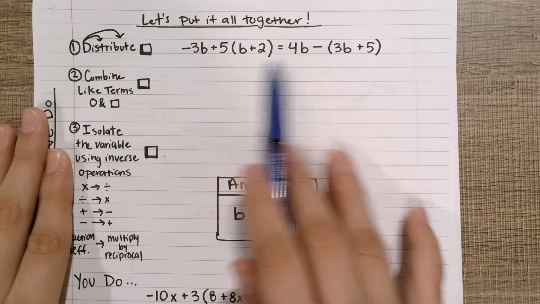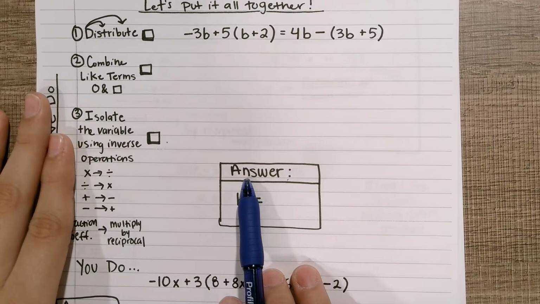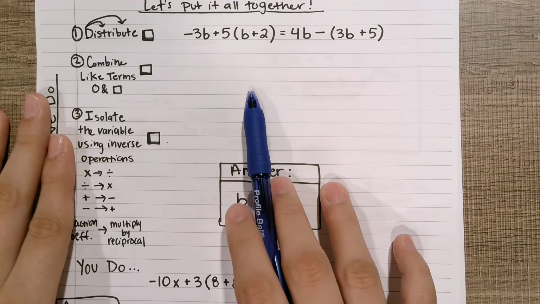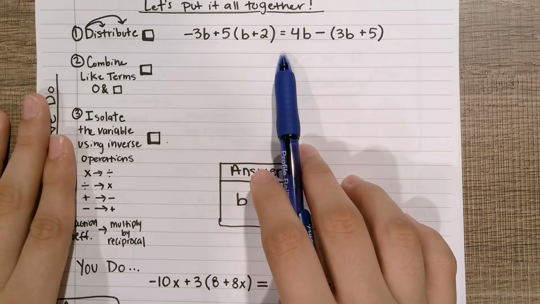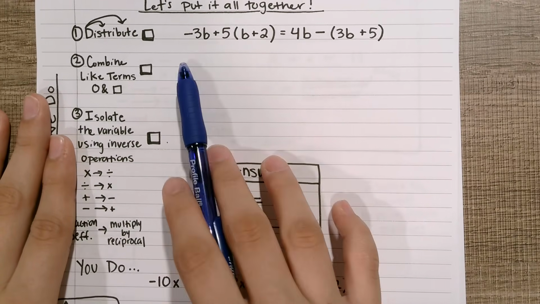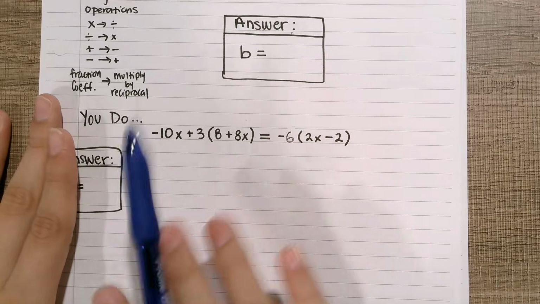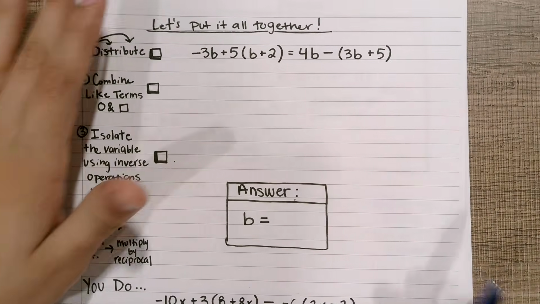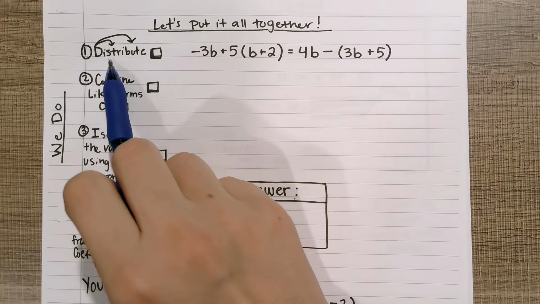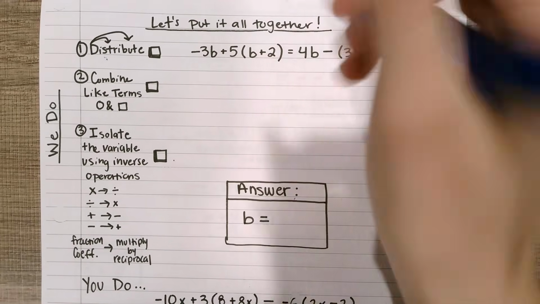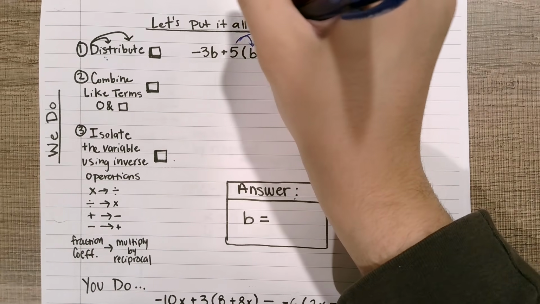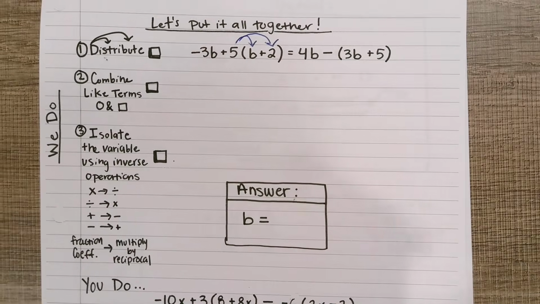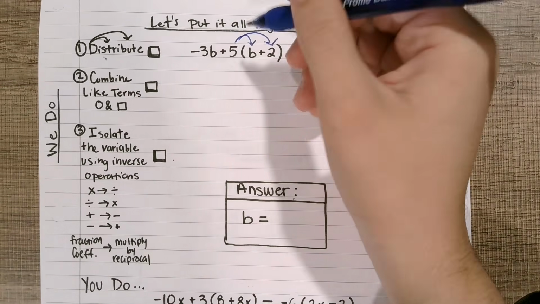So we're going to work this one out together and solve for b, and there's only one we do because this is pretty much everything that we just did put together. And then you are going to do one, and then we're done. So let's get started. So first thing I need to do is distribute. Is there anywhere to distribute? Yes, right here. So let's go ahead and do that.